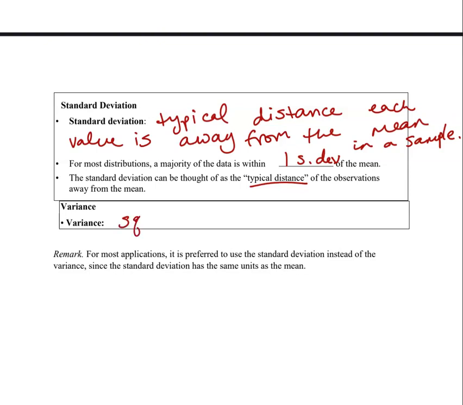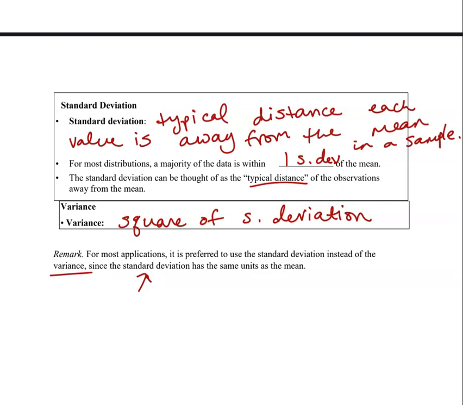Last little thing is the variance. The variance is the square of the standard deviation. Generally, we don't use the variance because the standard deviation has the same units as the mean. So that's typically our preferred measurement. But sometimes you'll see us talk about the variance. So I want you to at least have heard of it.